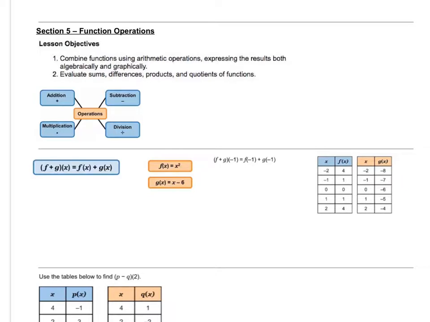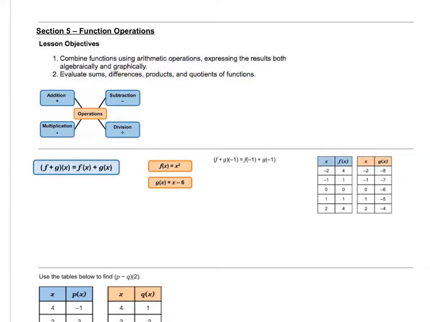This is section 5 and this is function operations. What we're going to do today is combine functions using arithmetic operations. We're going to express the results both algebraically and graphically. We want to evaluate sums, differences, products, and quotients of functions.